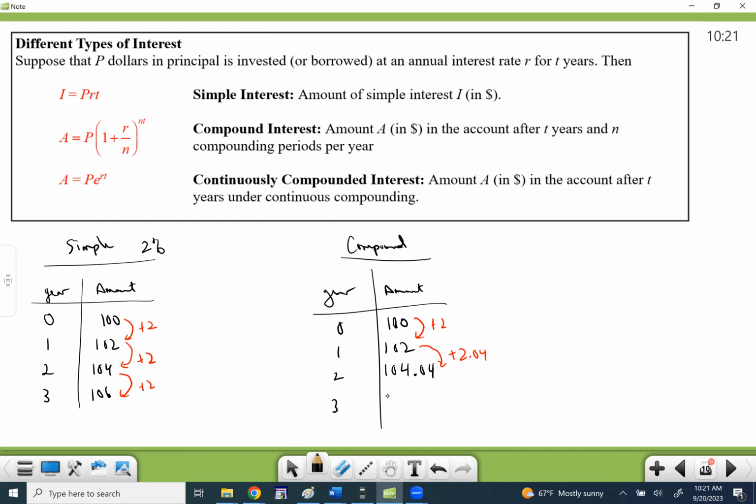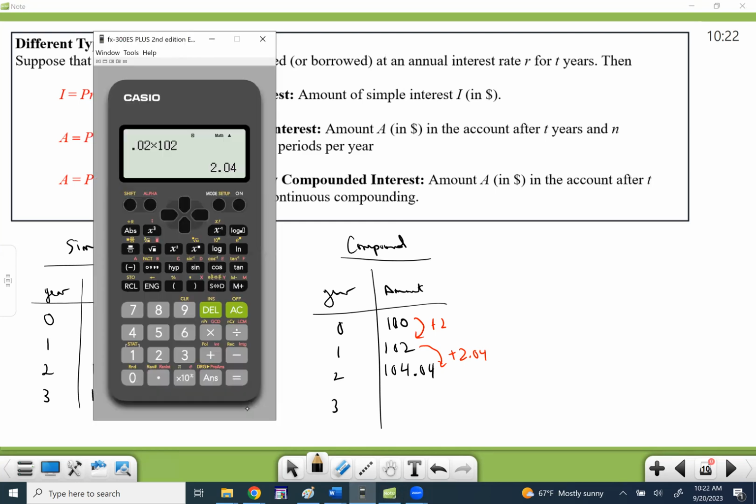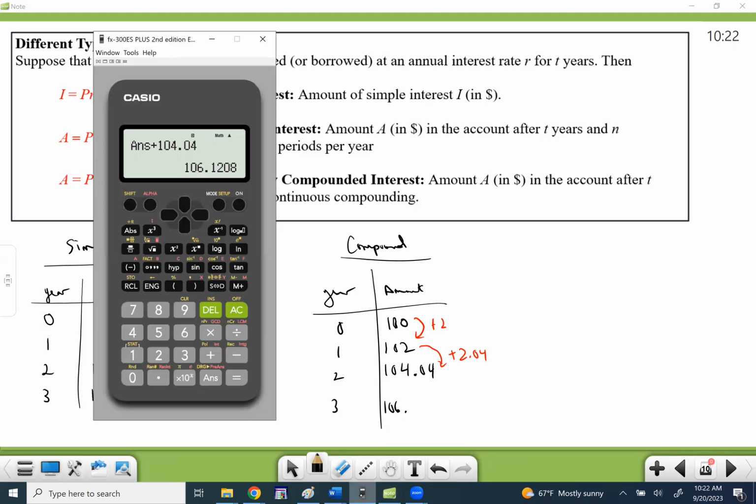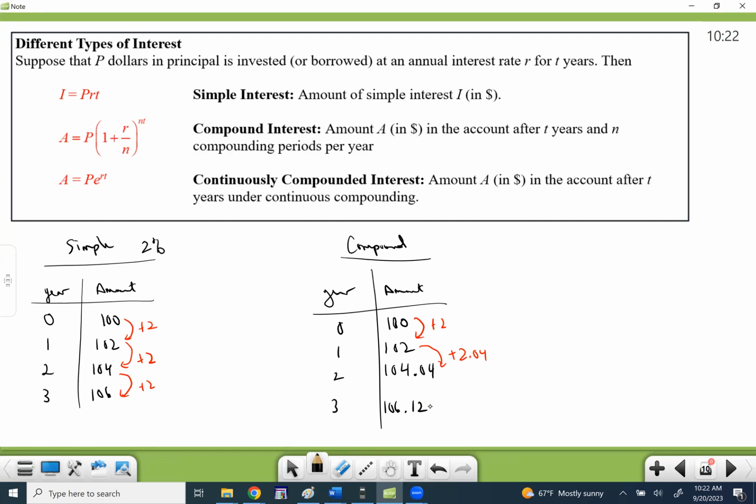I'm going to do interest on 104.04. So 0.02 times 104.04. So my interest is going to be $2.08. I'm going to add the $2.08 to my $104.04. Now I have $106.12.